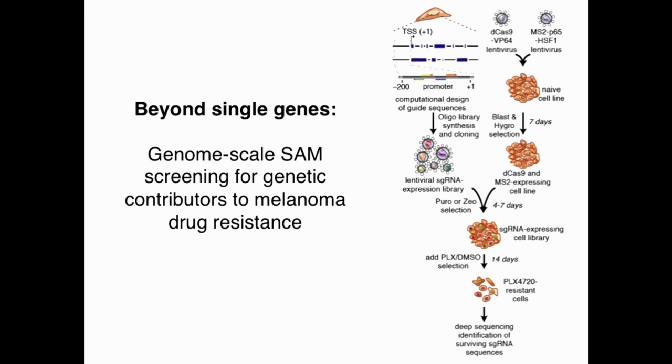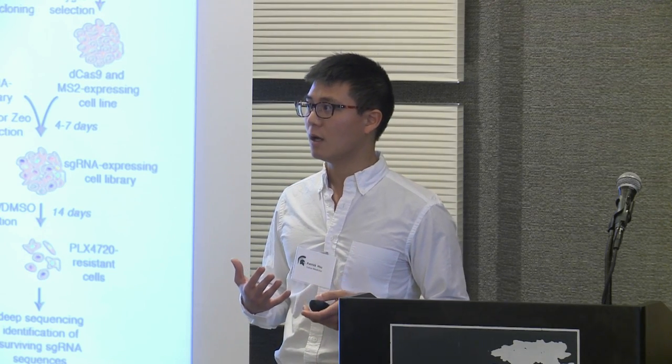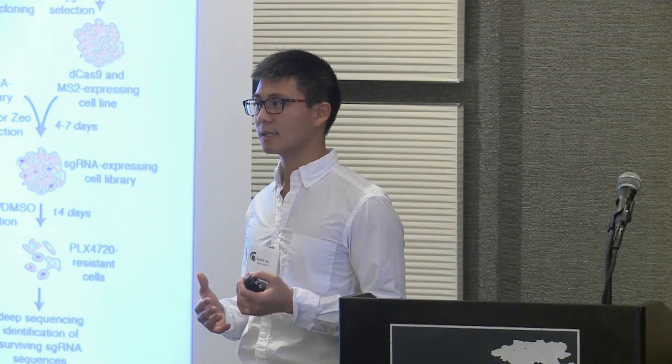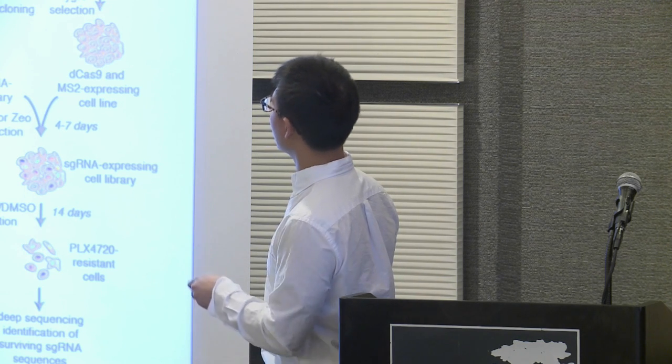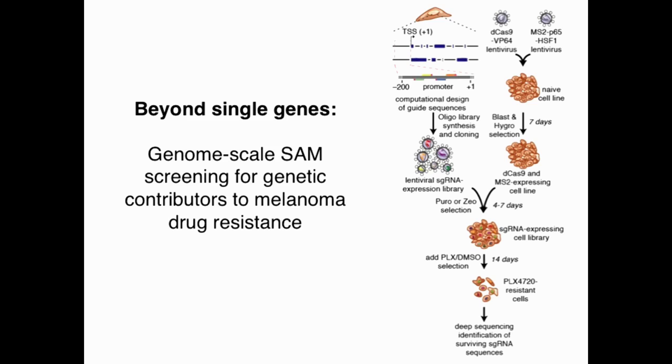However, these melanoma cells quickly develop resistance, right? So we wanted to try to figure out what were the genes that might mediate resistance to the vemurafenib drug. And so what you can do is, looking at all the genes in the genome, take the guides, tile guides that are within the 200 bases upstream of the transcriptional start site, synthesize an oligo library, clone it into a lenti pool, and infect cells that were previously infected with the Cas9 P64 and the MS2 P65 HSF1. These are the components that we need to reconstitute the synergistic activation mediator complex in these cell lines.